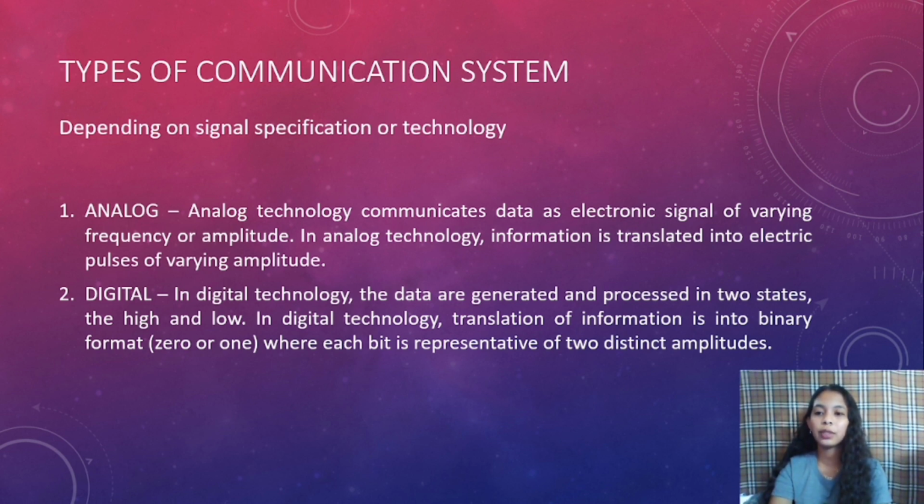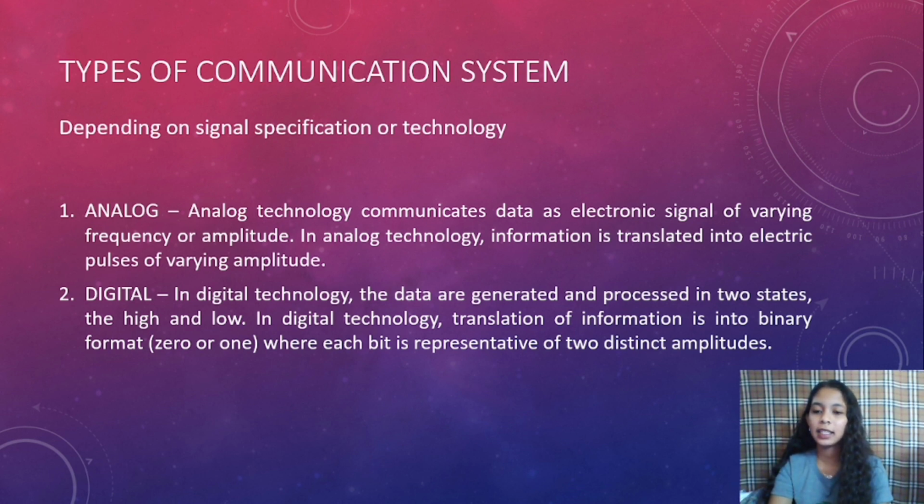There are two types. The first is the analog. Analog technology communicates data as electronic signal of varying frequency or amplitude. In analog technology, information is translated into electric pulses of varying amplitude. The example of this analog technology is the broadcast and the telephone transmission.